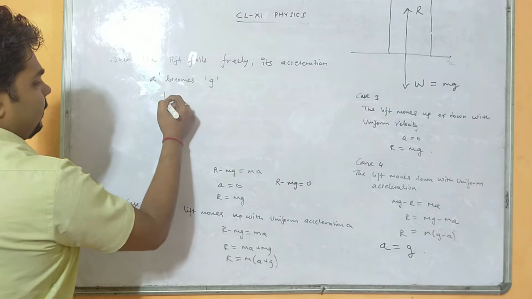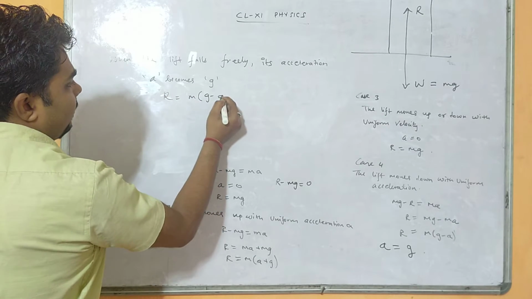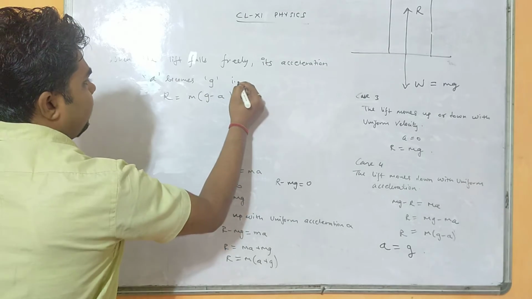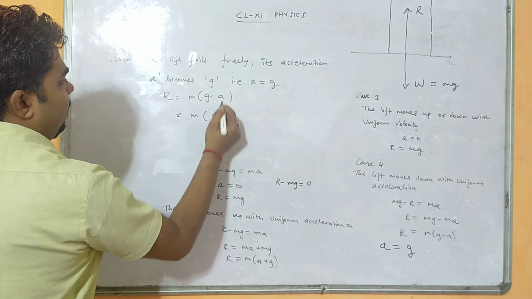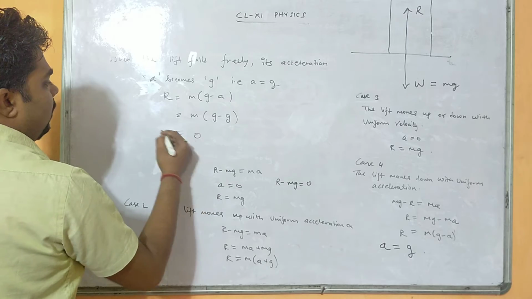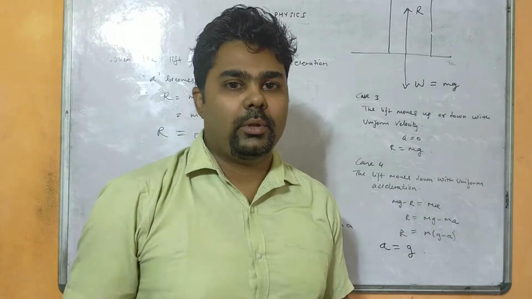So what will be the reaction force then? R equals m(g minus a) when the lift is falling down. Now if I substitute a equals g, g minus g is 0, 0 into m is 0. That means the reaction force is 0. So that is why we feel weightless, right?